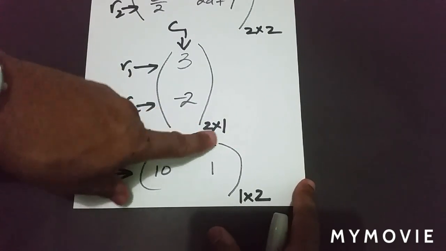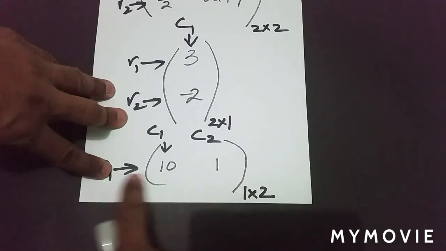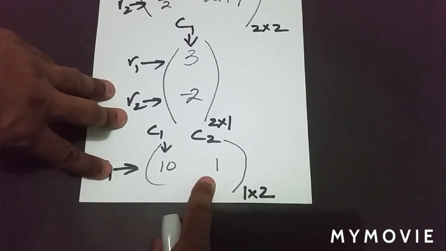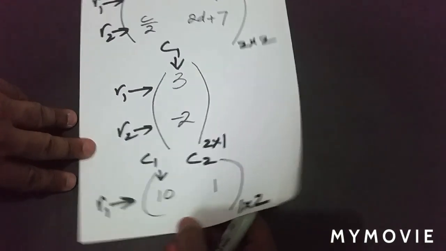So note the difference between a 2 by 1 matrix, which looks like this, and a 1 by 2 matrix that looks like this. All right? So, very, very straightforward, very, very simple.